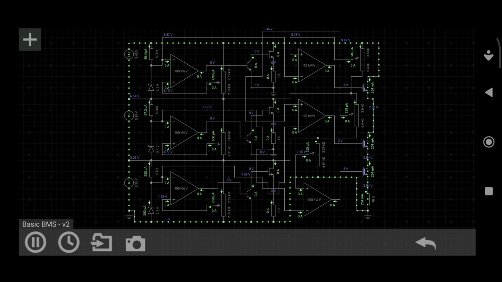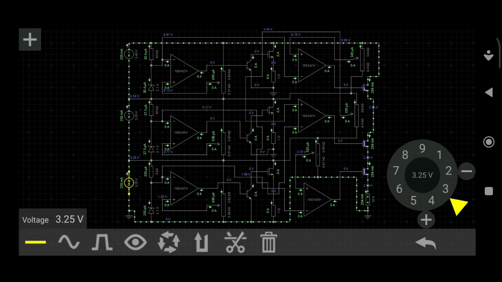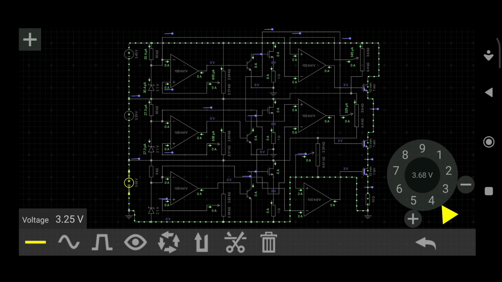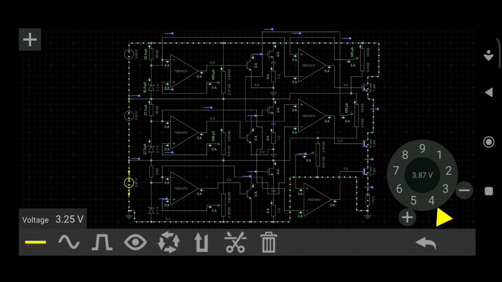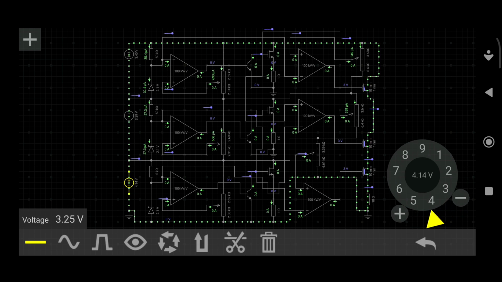The nominal voltage of the battery is 3.7 volts and the maximum voltage of the battery is 4.2 volts. If the battery exceeds 4.2 volts, then our battery will stop taking charge from the source. Let's increase the battery voltage. So we are going to increase our battery to the maximum of 4.2 volts.